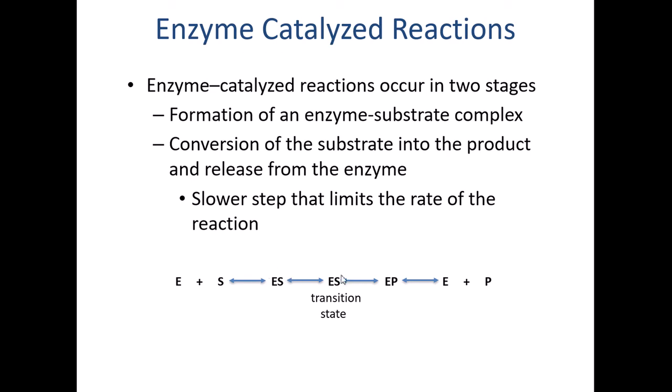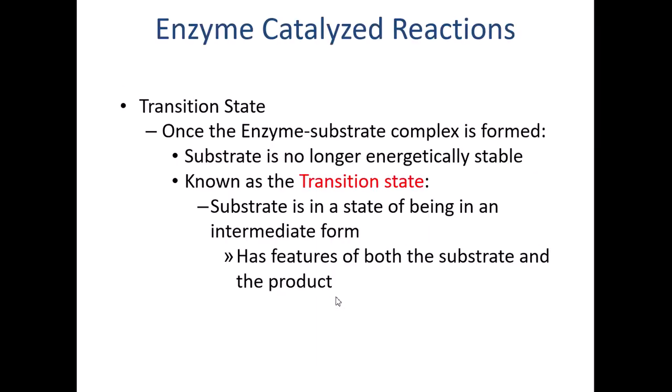Let's take a look now as we move into the transition state. Once the ES complex is formed, the substrate becomes no longer energetically stable. This is known as the transition state. The substrate is in a state of being kind of like an in-between form. I put here an intermediate form where it actually has features of both the substrate as well as the product, right? So think of it again. What does transition mean? We're in a state of change. So things are changing now.